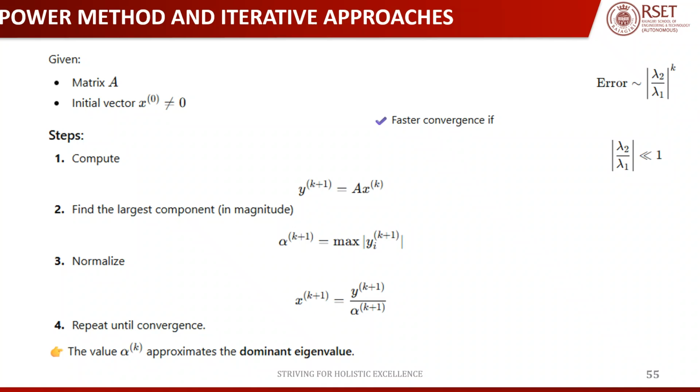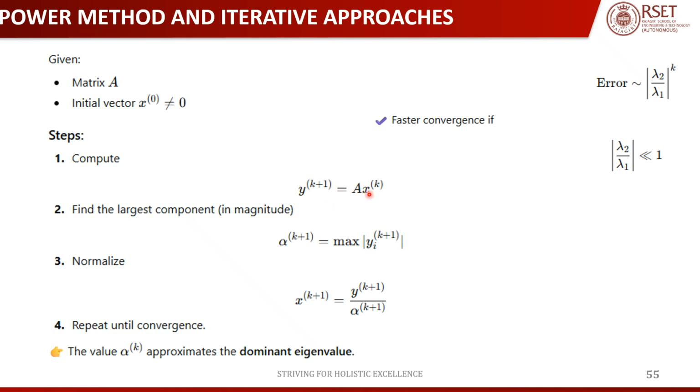Before that, we'll deal with the procedure. How will we solve the eigenvector problem? For that, we'll have a particular matrix A, and we'll be provided with an initial vector, x0 not equal to 0. In the first step, we find y raised to k plus 1, the y k plus 1 th vector. How do we find that?